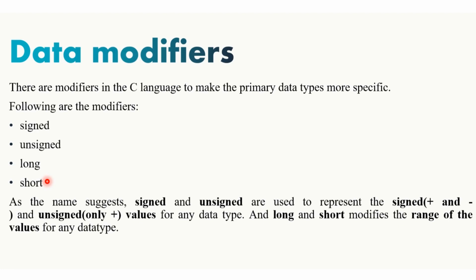And from the name itself, we can identify that the signed integer can store both positive and negative data, whereas the unsigned stores only positive ones. If there is no modifier specified, then it will be treated as an unsigned.